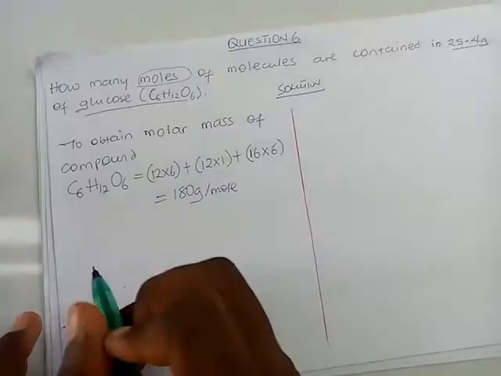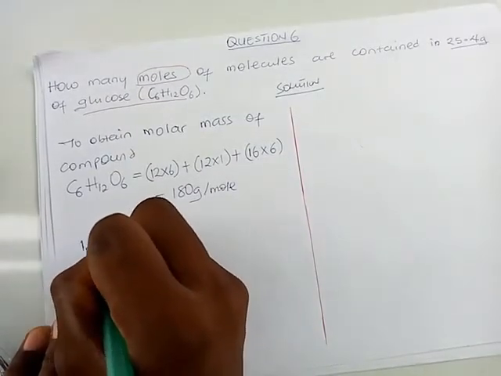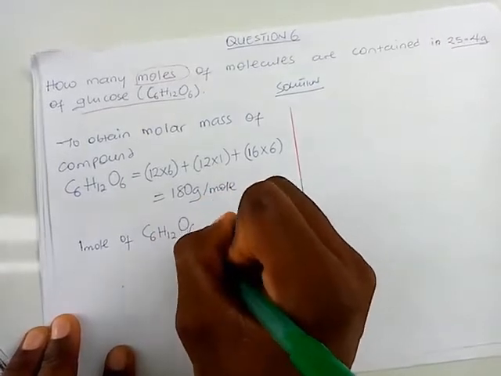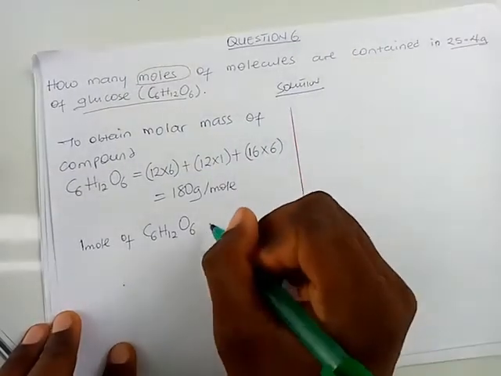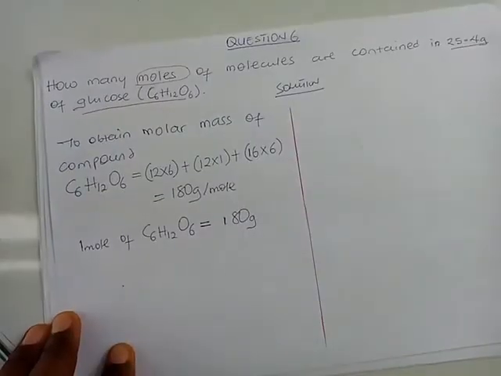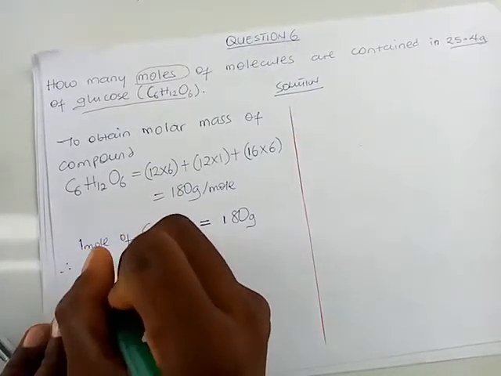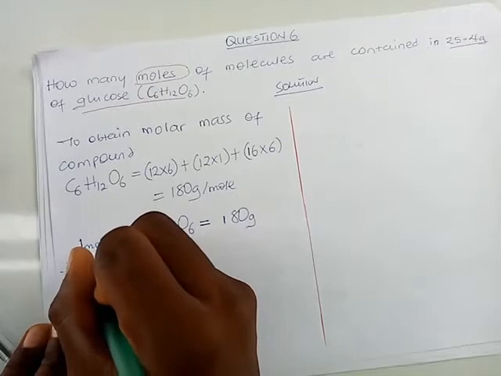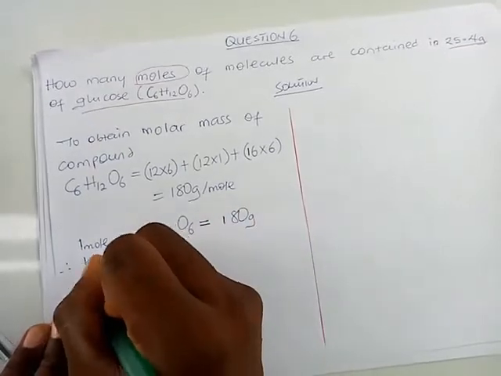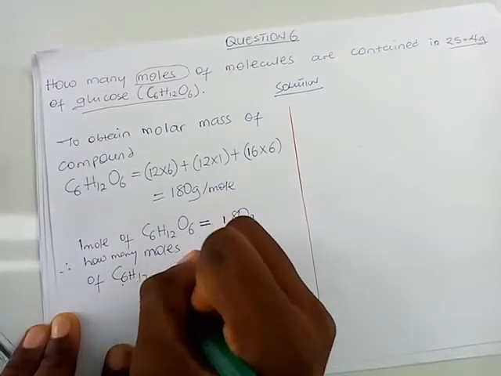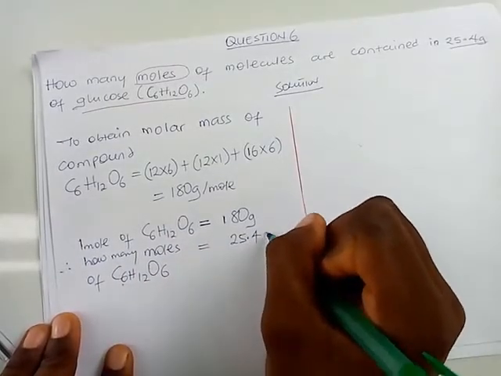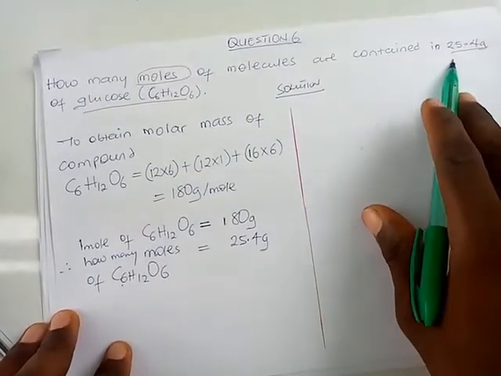What this means is that 1 mole of glucose weighs 180 grams. Therefore, how many moles of glucose will weigh 25.4 grams? That is the value given to us.